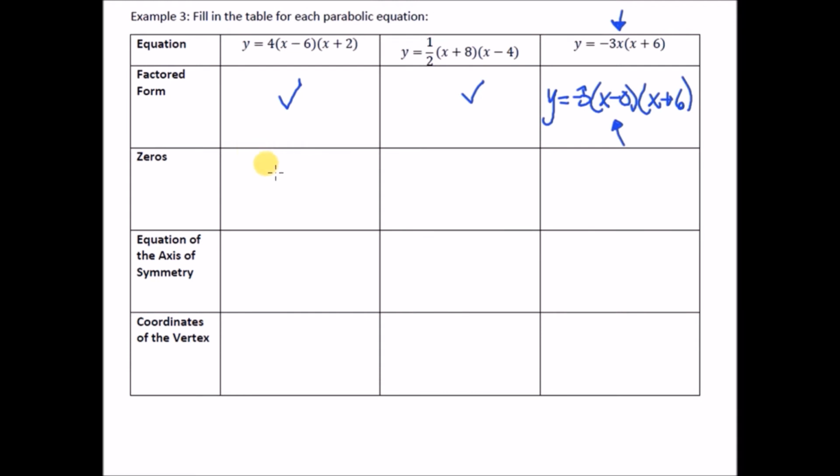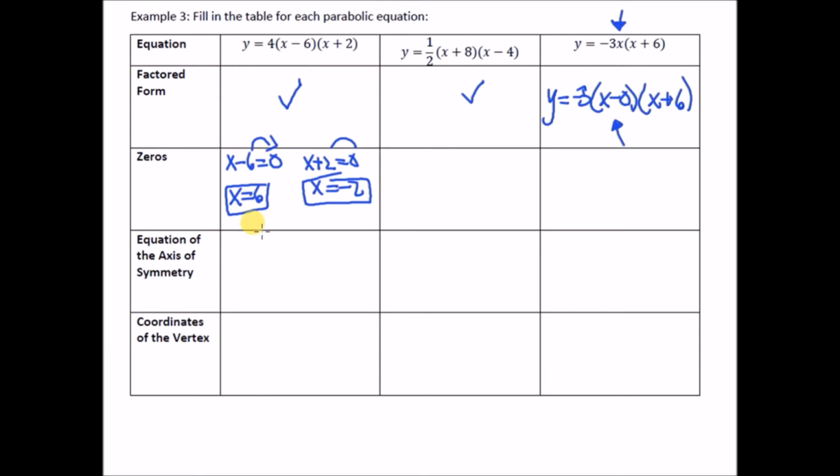Okay, what are the zeros? Well, we can solve for these. x minus 6 equals 0. Bring that over. x equals 6. That's one x-intercept. And then when does x plus 2 equal 0? Well, when x equals negative 2. So we just bring that over.